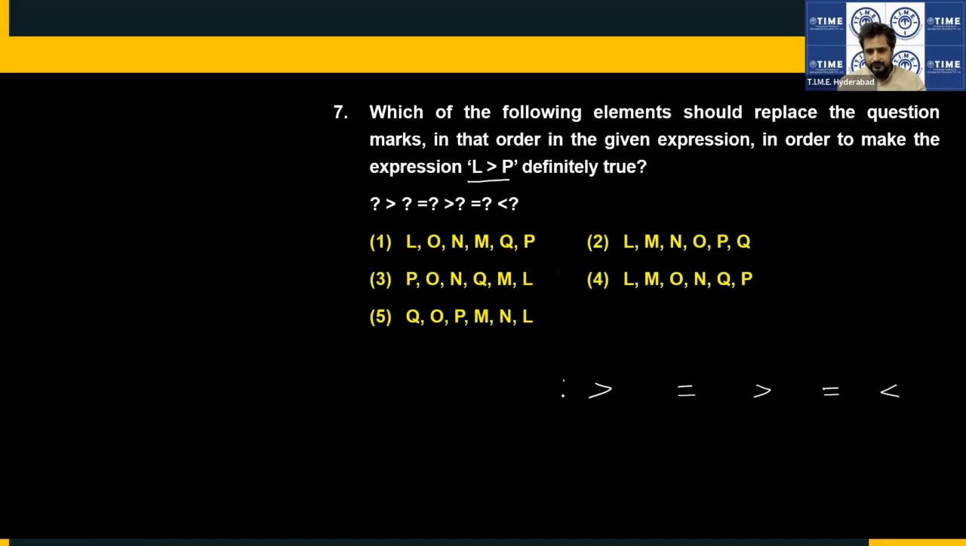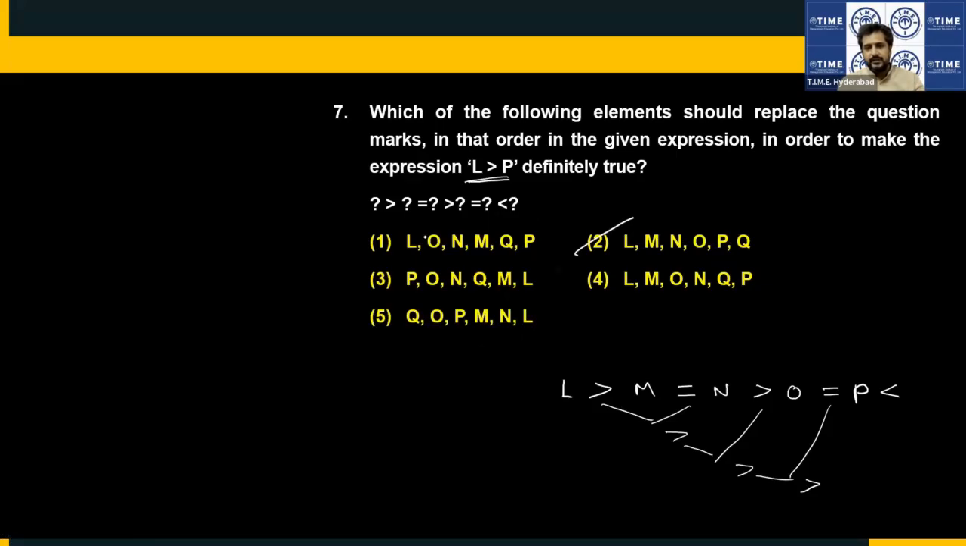L here and P here. And these elements are M, N, O. Okay, let's check it. Greater than and equal to leads to greater than, greater than and greater than leads to greater than, and equal to leads to greater than. L greater than P is true. And we are also looking for the same. So choice 2 is enough.